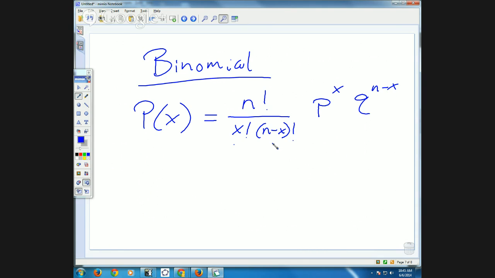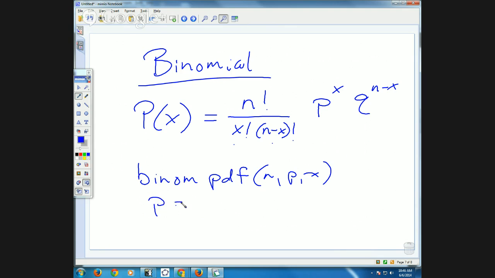You could draw a tree instead, or you could push a button on your calculator. What function on the calculator does the same thing? Almost. PDF. This is the binomial PDF, binompdf, with n, p, x on the calculator. Excel has one too. I think it's called BINOM.DIST, and it's x, n, p, I think. Slightly different order. Okay, what's p and q?